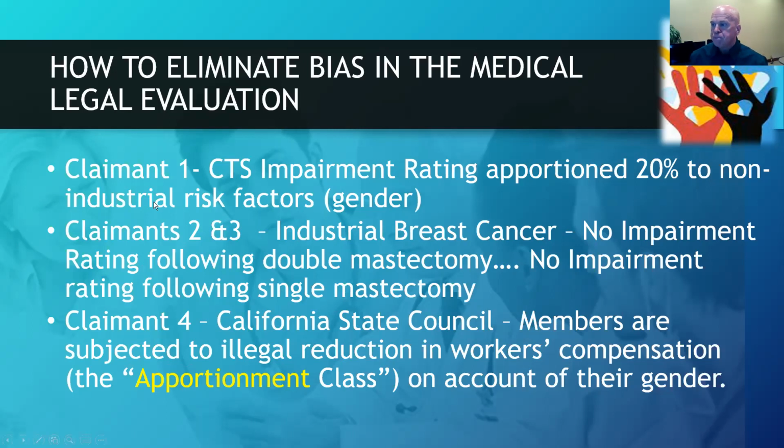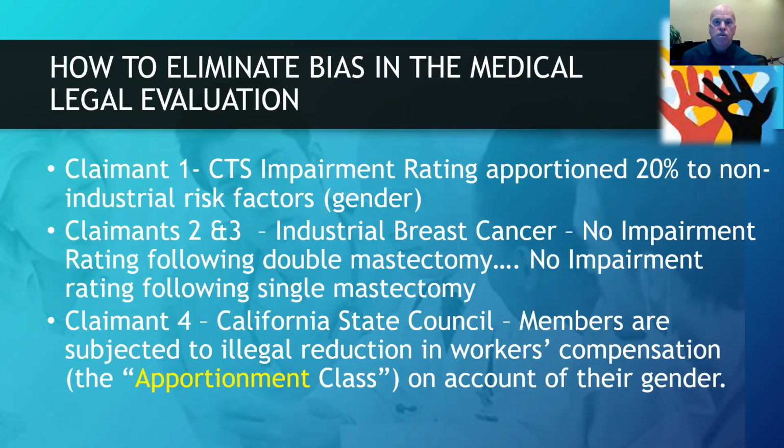Claimant number 1 was a case that involved a carpal tunnel syndrome impairment rating, where the male qualified medical evaluator apportioned 20% of the low permanent impairment rating that's provided for by carpal tunnel syndrome, apportioned 1/5 of that to non-industrial risk factors because the carpal tunnel syndrome injured worker was a woman.